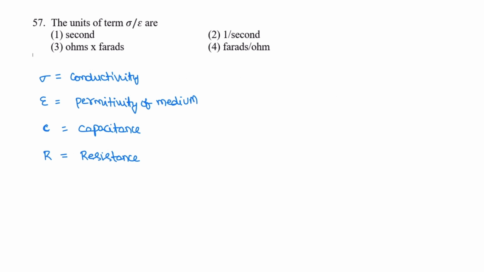Next question. The units of the term sigma by epsilon are... We know sigma is conductivity, and the units for conductivity are ohm meter inverse, or mho per meter. The units of permittivity epsilon is farad per meter. The units of capacitance is farads and the unit for resistance is ohms. Now they have given sigma by epsilon.